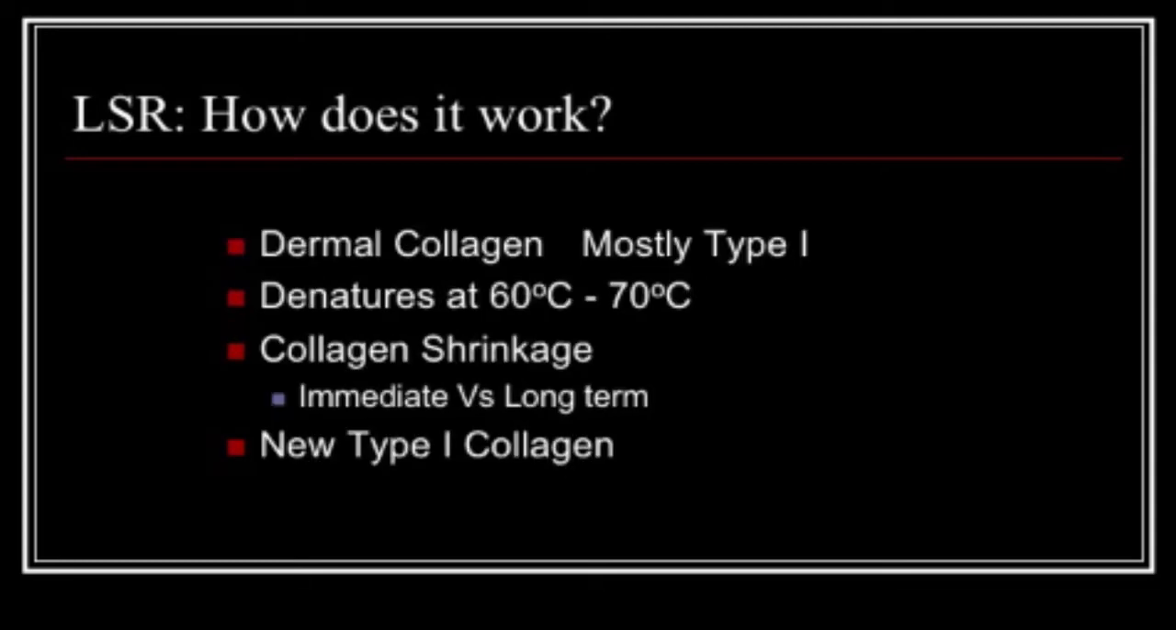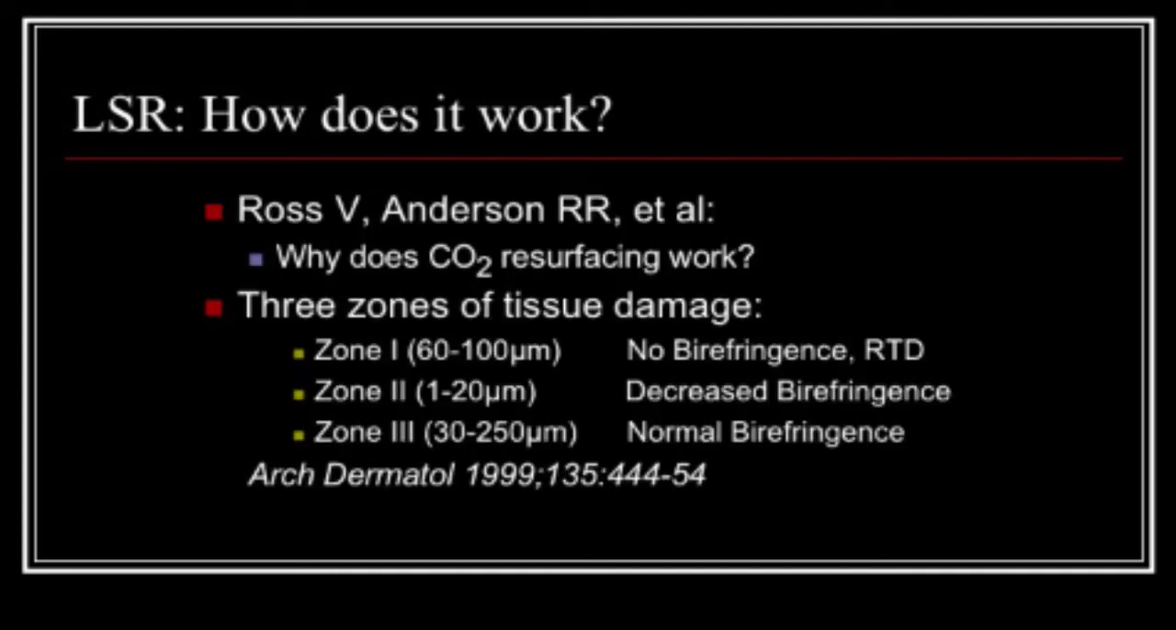The dermal collagen is mostly type 1, which denatures at 60 to 70 degrees Celsius. There's collagen shrinkage with CO2 laser. If you have seen full ablative CO2 resurfacing, there's an immediate contraction of the skin that you visually see. And then there were studies done at that time to figure out whether this immediate contraction is the cause of the final results, or the later contraction that results from neocollagenesis. And the new collagen that's found is also type 1.